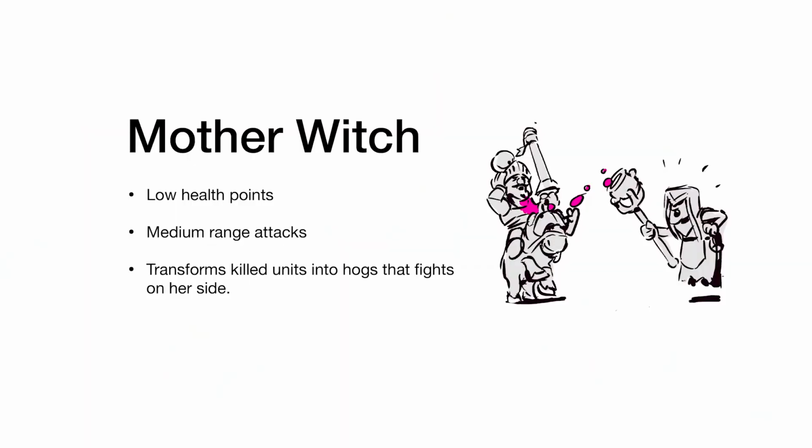Mother Witch. This unit is from the Witch's family. And witches in Clash are young and pretty ladies, and they have more health than these units. And also she has a medium range attack, and her tricky thing is that she can transform any killed unit into a hog that fights on her side. So basically she's doing some kind of curse before the unit finishes, that transforms it after death.